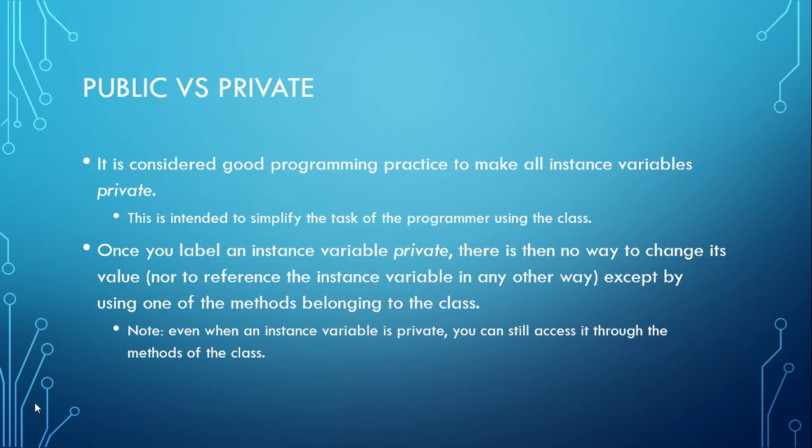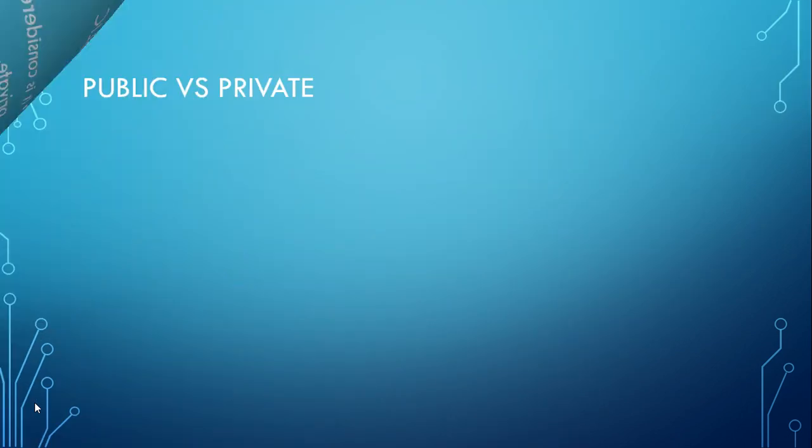Once you label an instance variable private, there is then no way to change its value nor to reference the instance variable in any other way except by using one of the methods belonging to the class. So for example, if you created an object using your date second try class there, you could use any of those methods that belonged in date second try to get the values of, for example, day or month or year. Now note, even when an instance variable is private, you can still access it through the methods of the class, which is what I just talked about.